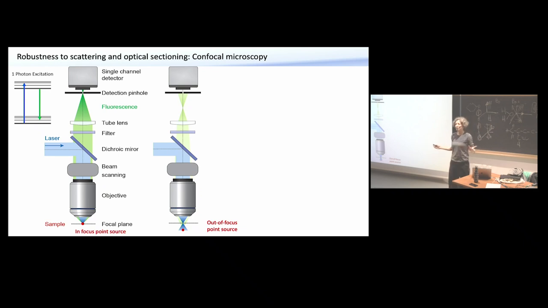Okay, now confocal microscopy, that was also described by Alessia. Do you think it provides optical sectioning? Yes, it does. Okay, so let's come back briefly to why.